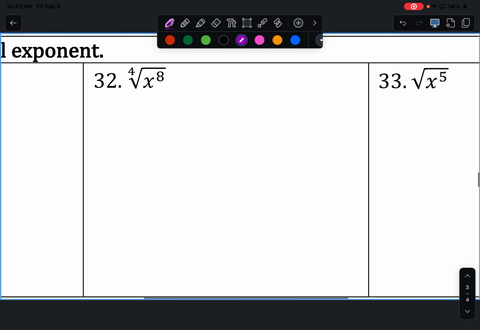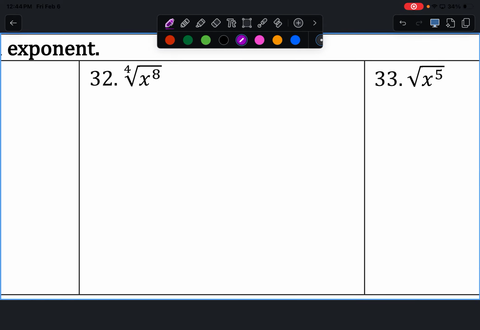All right. We're also going to do number 32, okay? For 32, what is our base? X. What's our power? And what's our root? Now, what is 8 divided by 4? 2. That is x squared. Okay? Write it as simplified as you can.